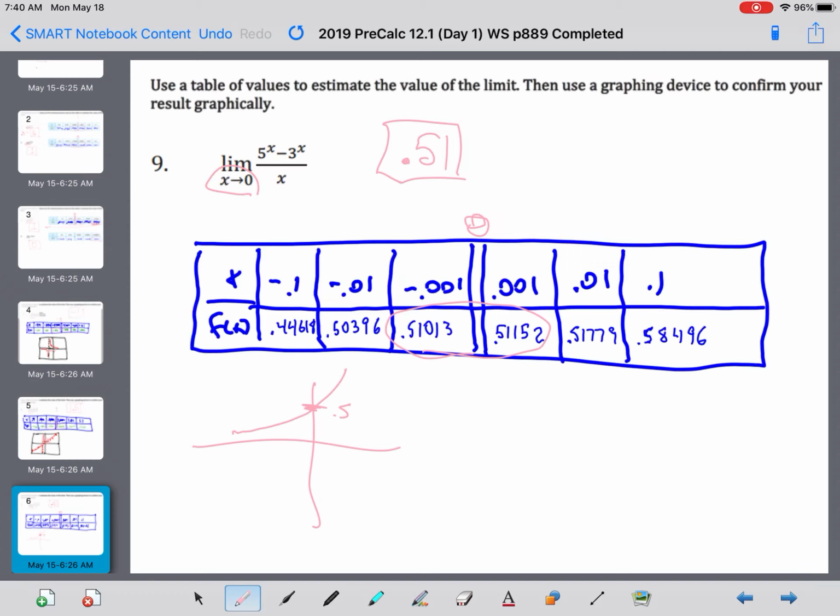Okay, well, hopefully this helped you. The biggest thing is getting a way of developing your table of values. Good luck.